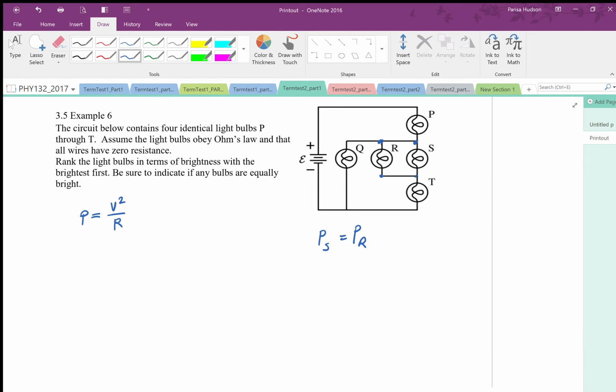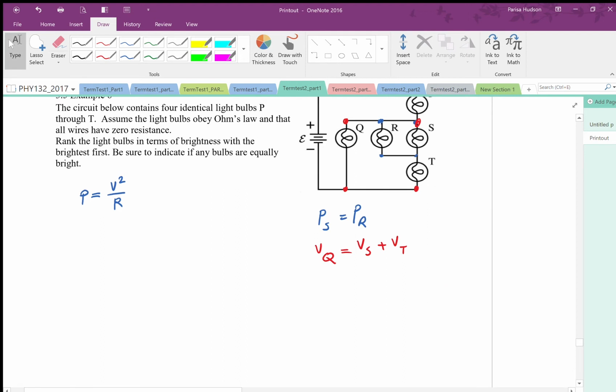Then I would compare the voltage across S and T together with the voltage across Q. The voltage across Q is the same as the voltage across S plus the voltage across T, because S and T together are in parallel with Q. That means that the voltage across Q is bigger than the voltage across S, and also the voltage across Q is bigger than the voltage across T. This also means that the power dissipated in Q is bigger than PS, and also bigger than PT, because the bigger the voltage, the bigger the power. They all have the same resistance.